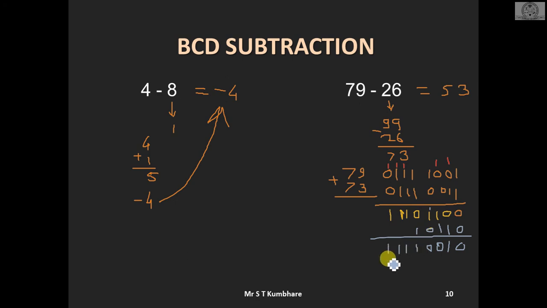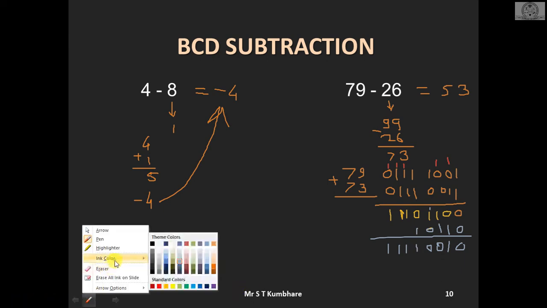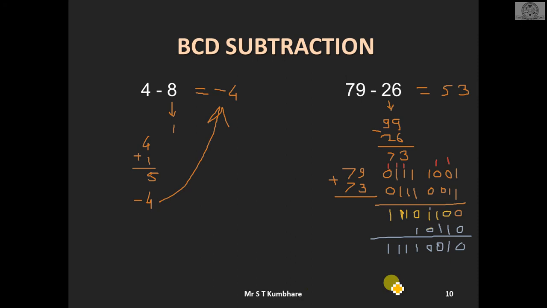So, since this is not a valid BCD, again we will add 6 to this number. Okay, so 0, 1, 1, 0. And we'll keep this as it is. So 0, 0, 1, 0, 0, 1, 0. And then we have to add this. 1 plus 0 is 1. 1 plus 1 is 0. And there will be a carry over here. 1 plus 1 is 1. And there will be a carry over here. 1 plus 1 is 0. And there will be a carry over.